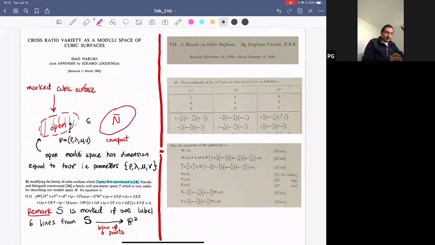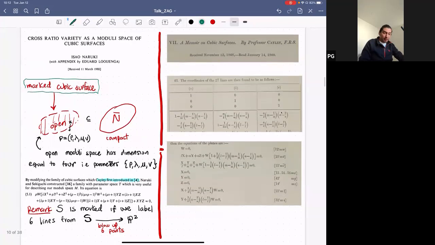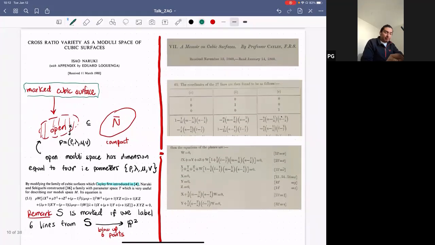Because remember, these smooth cubic surfaces contain 27 lines. So the question is, where are the lines going? Basically, where do the lines go? For doing that, we went to the Cayley paper from 1869. And there is a lot of work of that time, where you find the coordinates of the 27 lines.